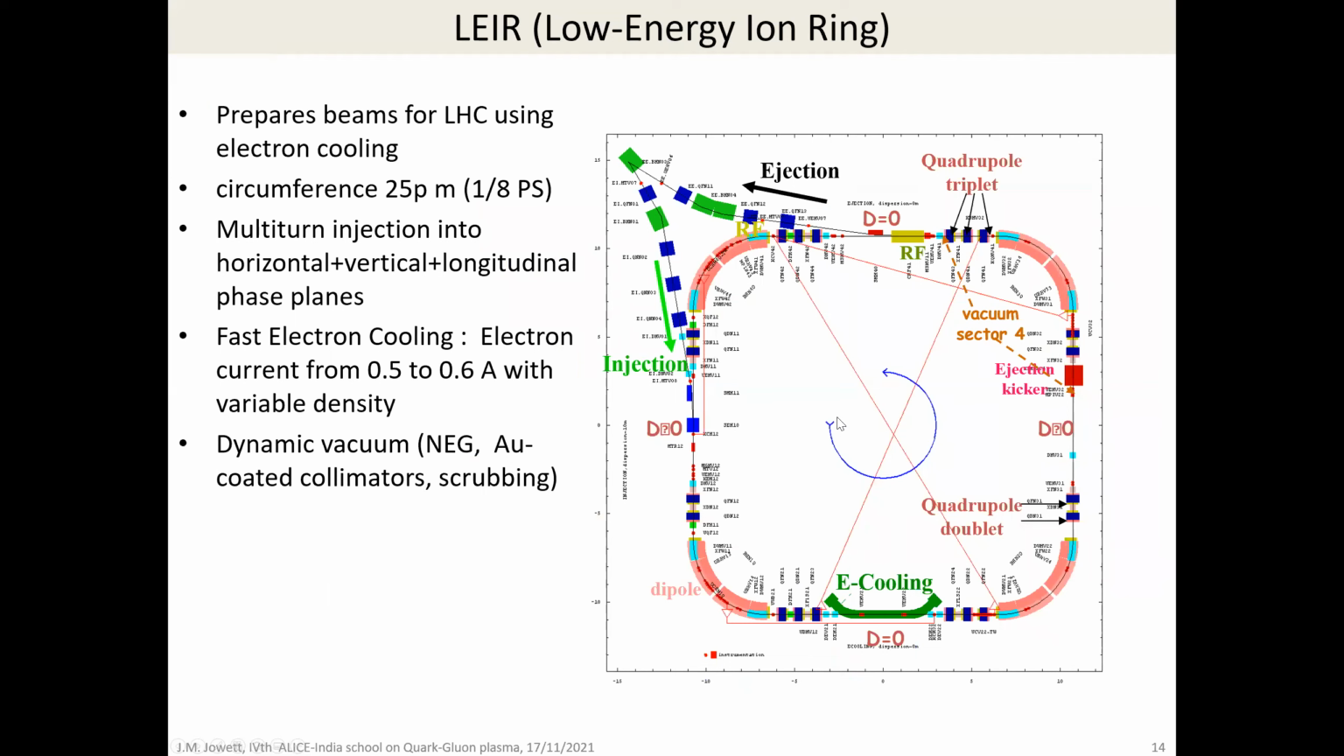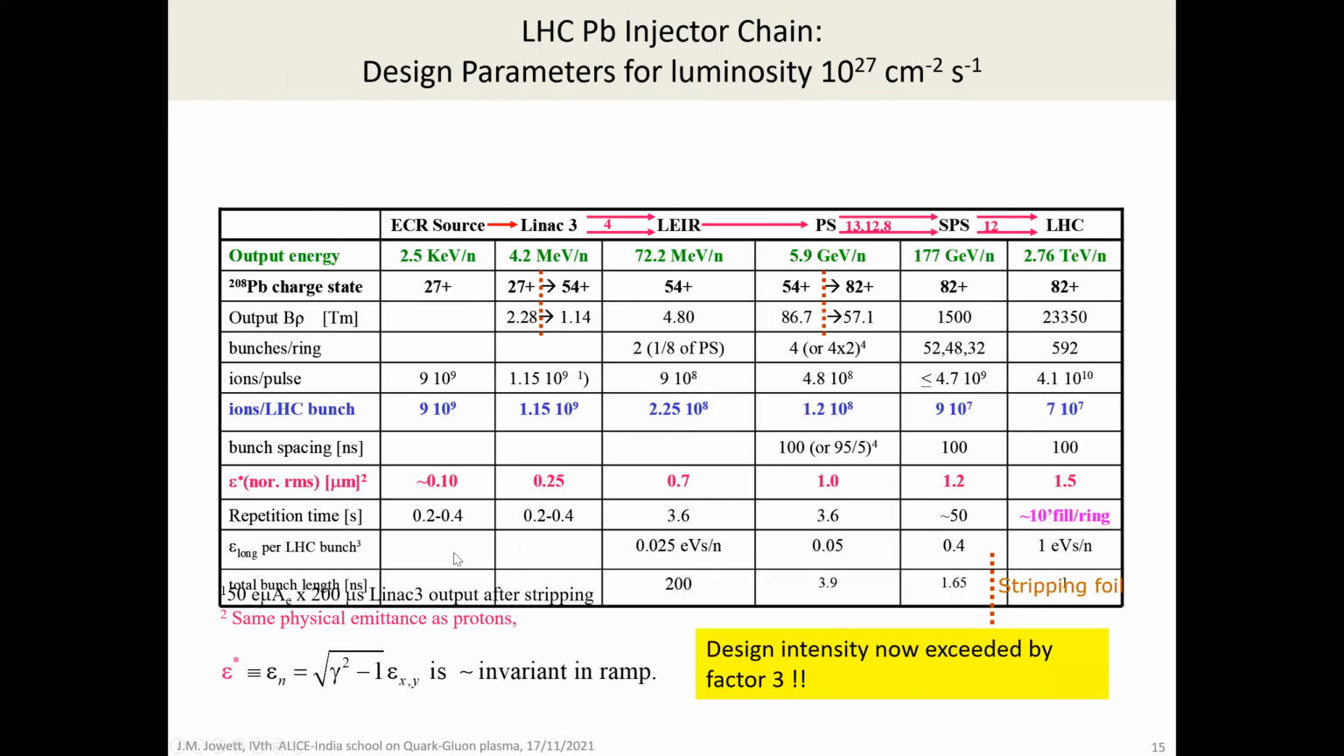This is just a picture of LEIR showing what a small but complex machine it is. It has a complicated injection scheme of injecting extremely long bunches, which are longer than the circumference, but then compressed longitudinally. There's electron cooling, a special vacuum system, many things. It could be a whole talk on its own.